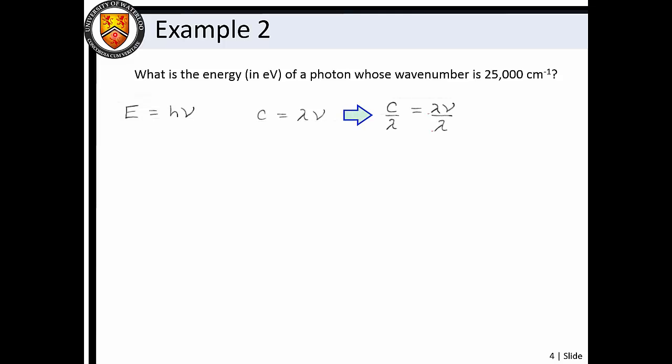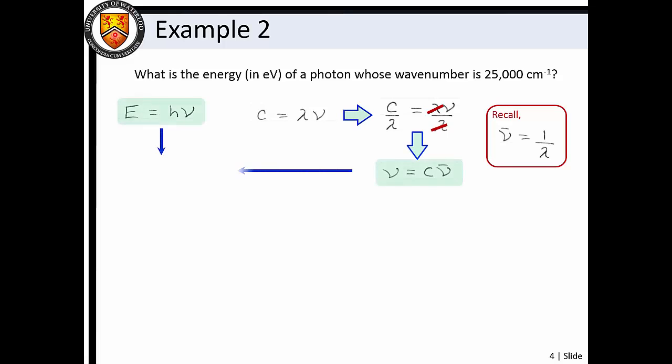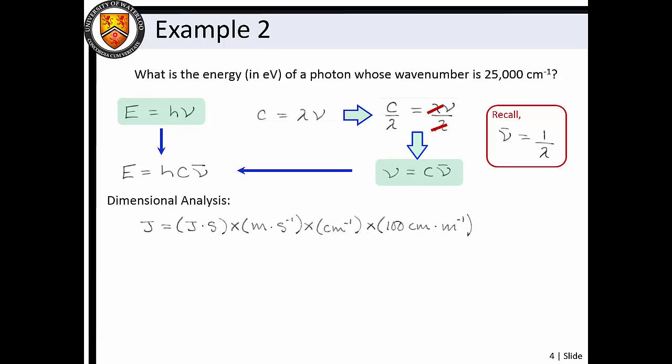Recalling that the speed of light is a product of its wavelength and frequency, and that the wavelength and wave number are inversely proportional, allows us to rewrite Planck's relation in terms of wave number. Dimensional analysis shows that our calculation will yield an answer in joules. Note the conversion factor of 100 centimeters per meter that has been included.